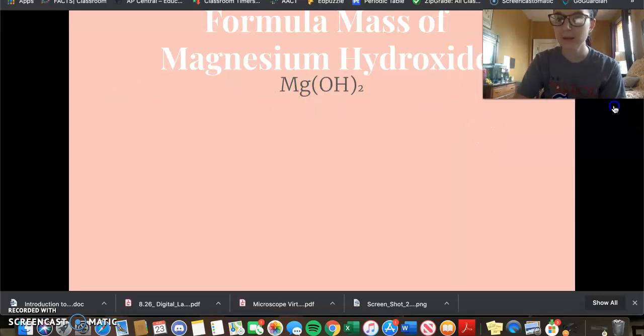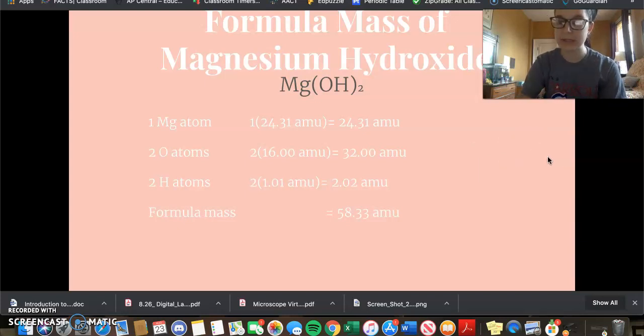Okay, there we go. So we have one magnesium atom, so 1 times the molar mass of magnesium, which is 24.31 atomic mass units, AMU. Then we have 2 O atoms, and remember this 2 distributes, so it applies to both the O and the H. That's 2 times 16 AMU, which is 32 AMU, plus 2 hydrogen atoms, which is 2 times 1.01, which is 2.02 AMU. If we add all of these together, we get a formula mass of 58.33 AMU, atomic mass units.